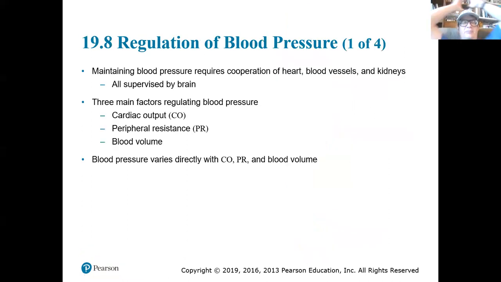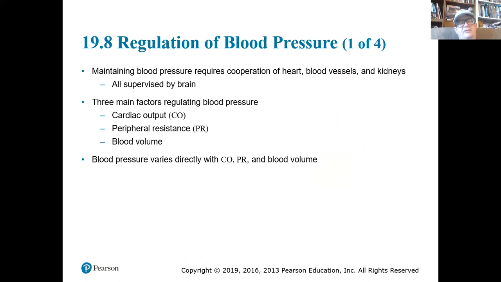All right, maintaining blood pressure. It's a complicated thing. You got the heart, you got the blood vessels, you got the kidneys. All of these are involved. Kidneys, what? Yeah, because you can actually pee out if your blood volume is too high. This is something we hadn't talked about much yet.